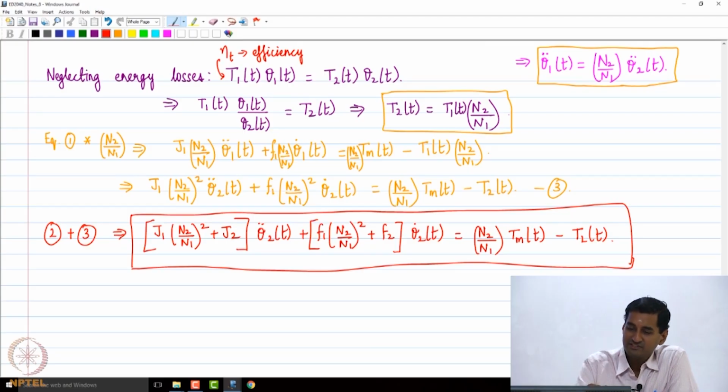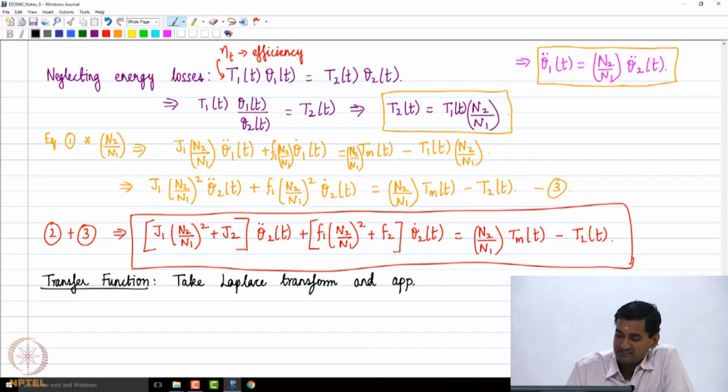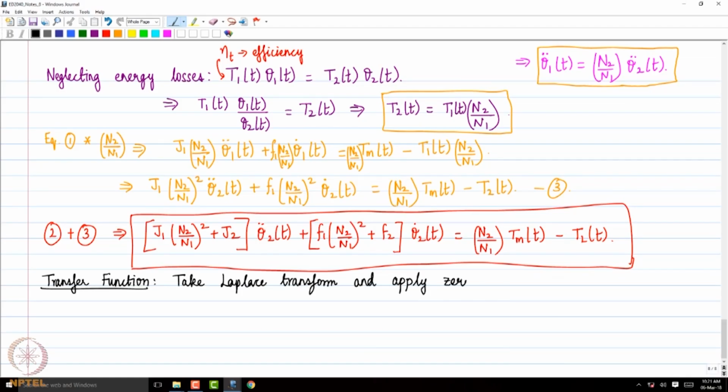Now, to get the transfer function, let us get the system transfer function. To get the system transfer function, obviously what should we do? Take the Laplace transform on both sides and apply zero initial conditions. This is a very important step, and since we have done this step many times, I am just going to skip and go directly to the final answer, but I suggest you do it completely.